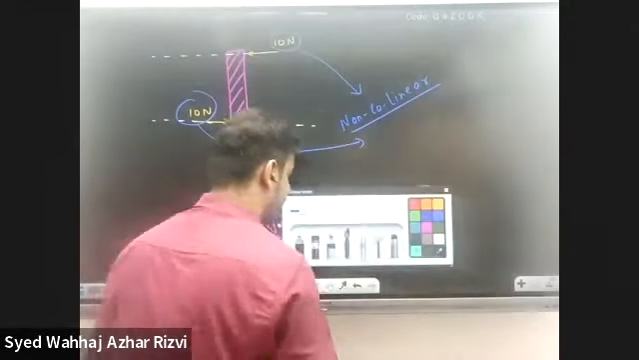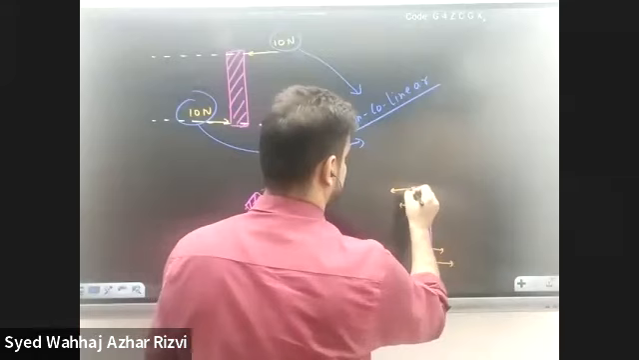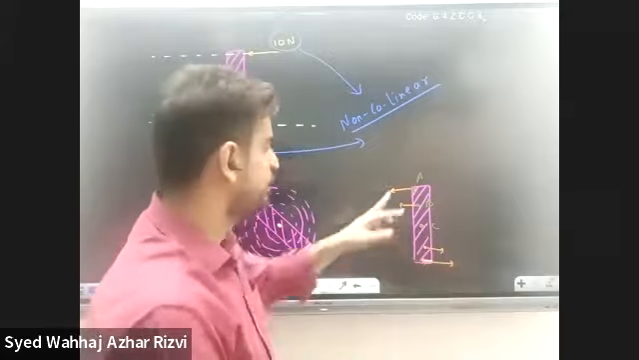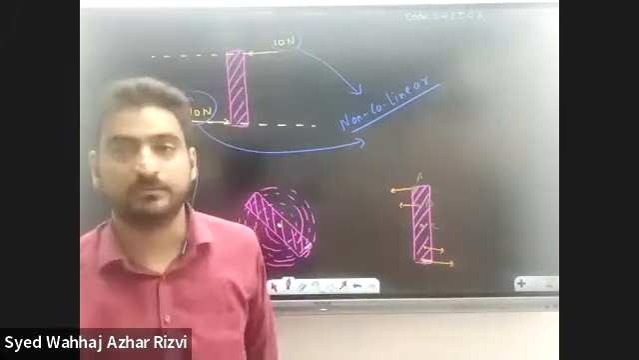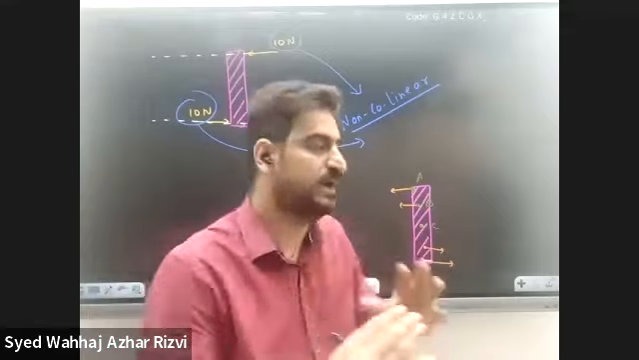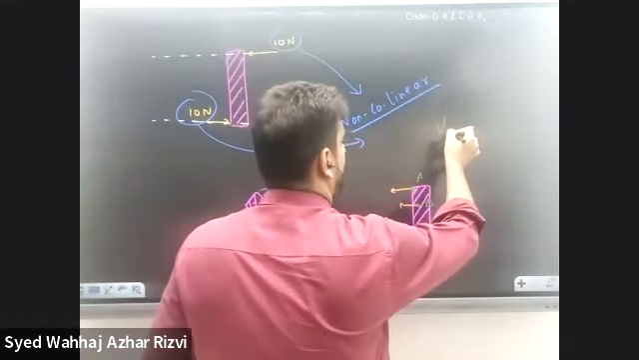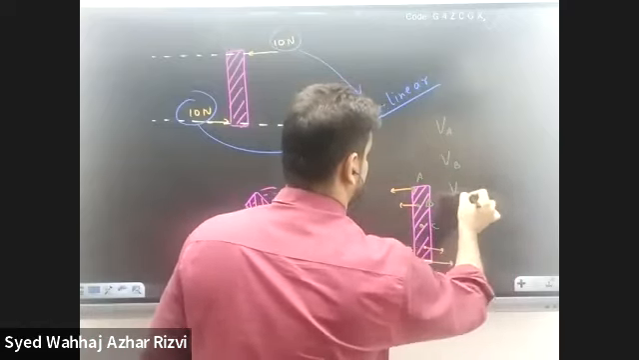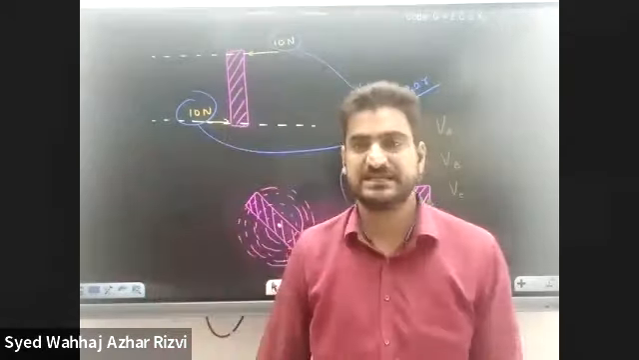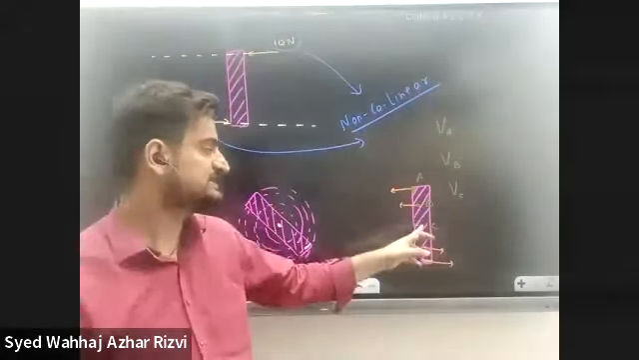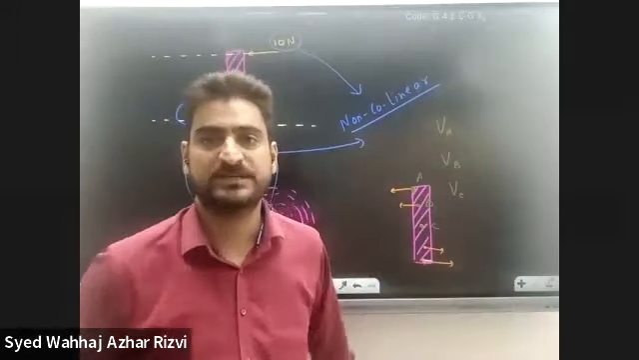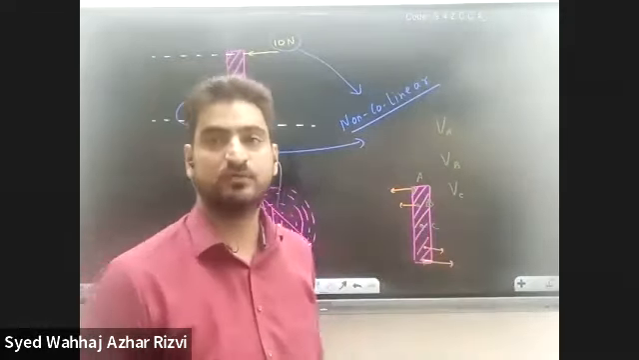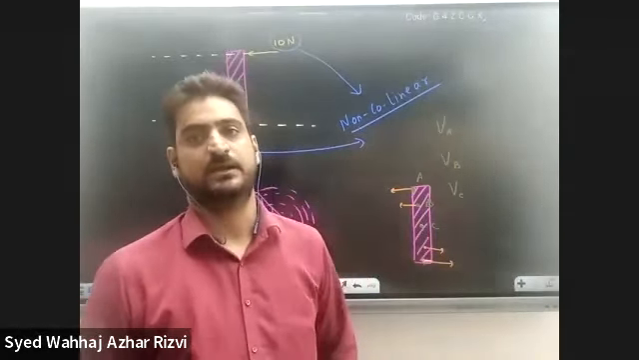Okay? So let's make different points on that body. Let's call this point A, this point B, and this point C. Point A would be moving, point B would be moving, point C would be moving. VA is the speed of point A, VB is the speed of point B, and VC is the speed of point C. Please tell me, what would be the speed of point C? With what speed would point C be moving? Can you tell me?